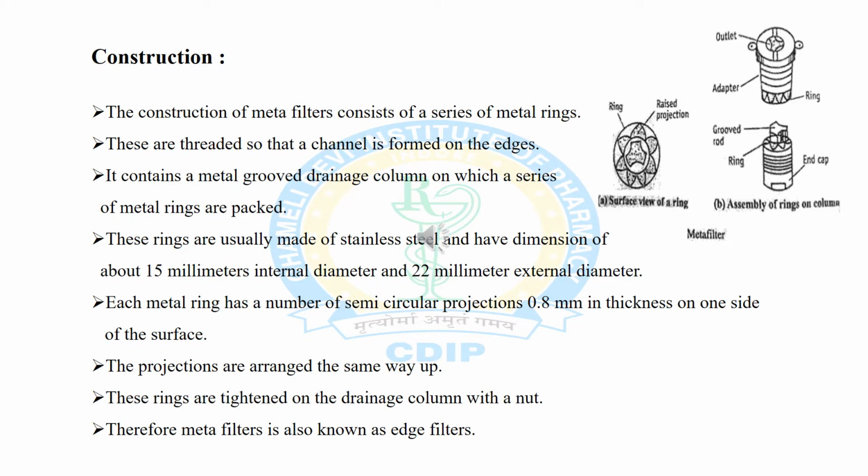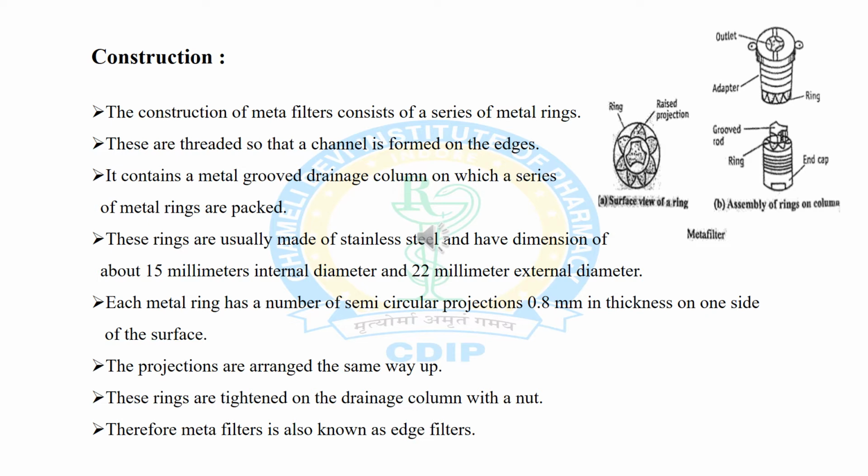Now comes the construction of the metafilter. It is very clear from the diagram. The metafilter basically consists of a series of metal rings, and these rings are threaded so that a channel is formed on the edge. It also contains a grooved structure, known as the drainage column, on which a series of metal rings are packed.